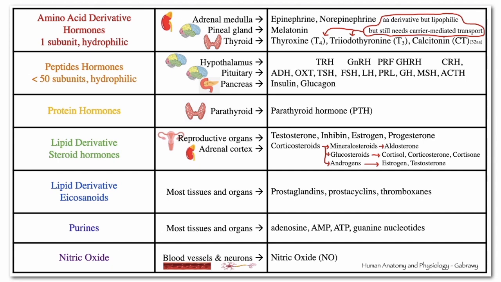Then you have your steroid type lipid derivative hormones. These are your reproductive hormones like testosterone and estrogen, and your adrenal gland hormones like cortisol and cortisone.